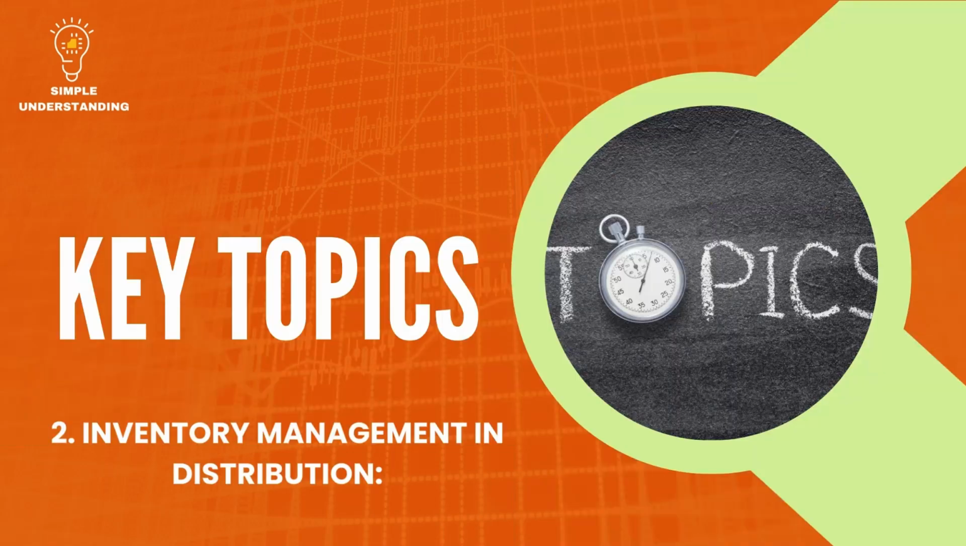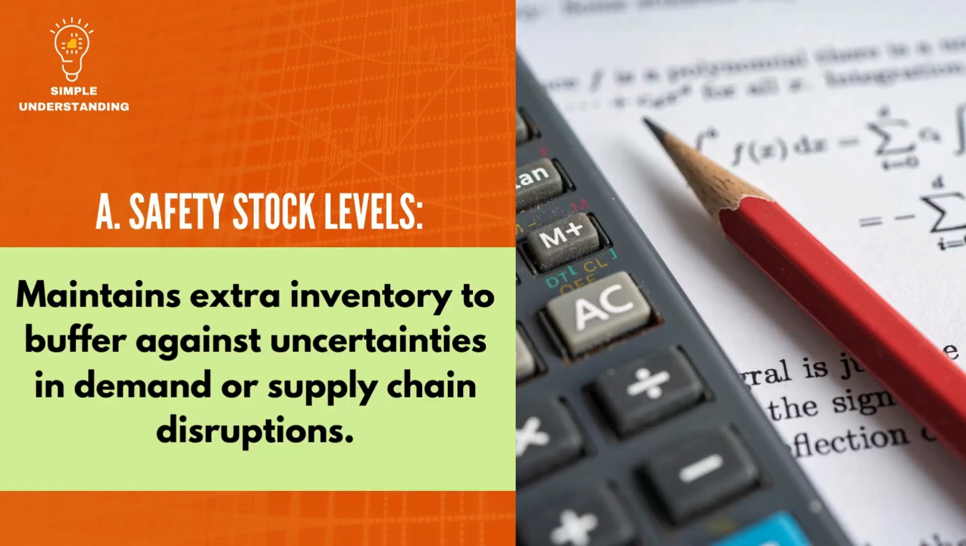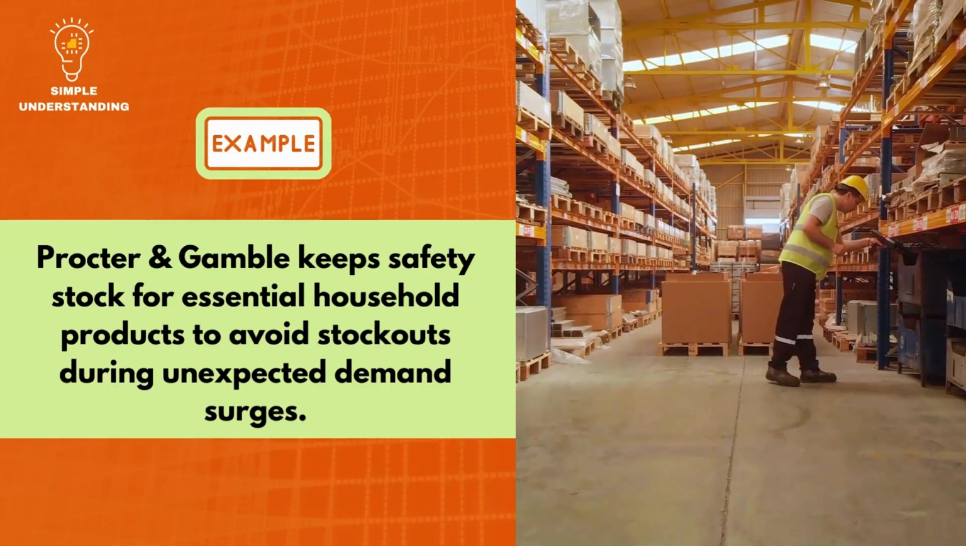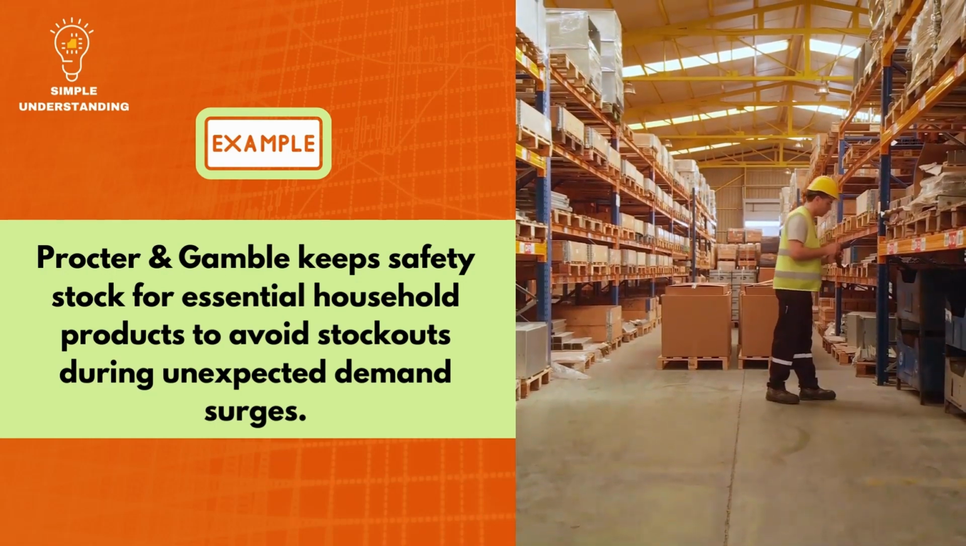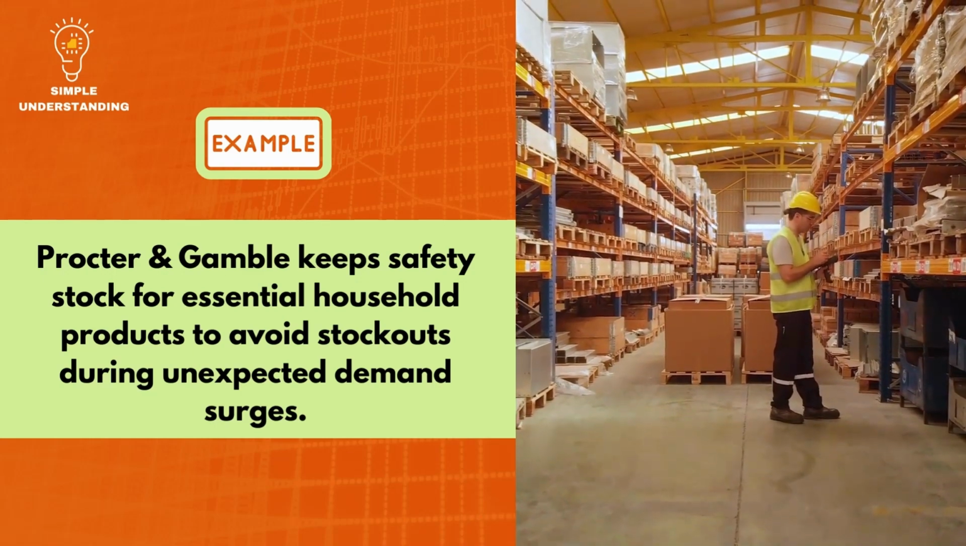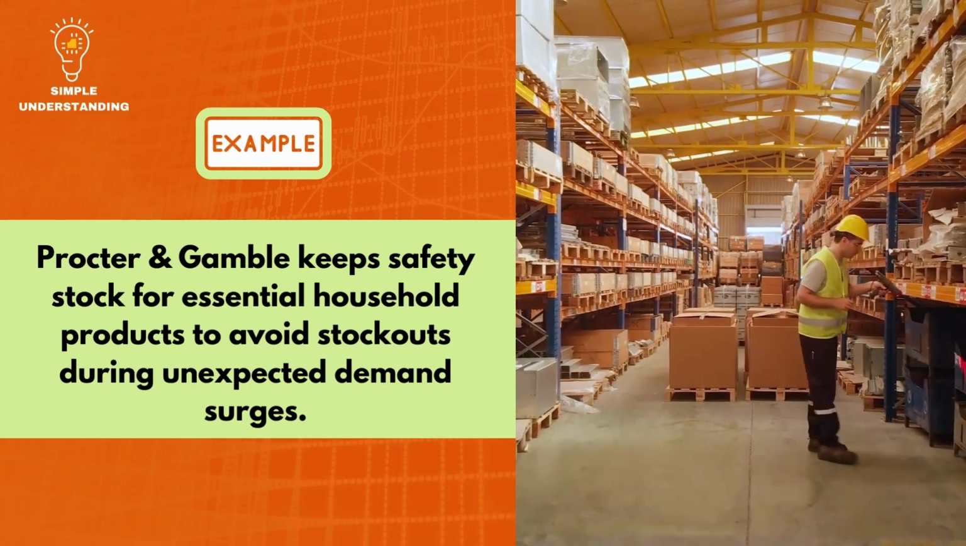Inventory management and distribution. A. Safety stock levels. Maintains extra inventory to buffer against uncertainties in demand or supply chain disruptions. Example: Procter & Gamble keeps safety stock for essential household products to avoid stockouts during unexpected demand surges.